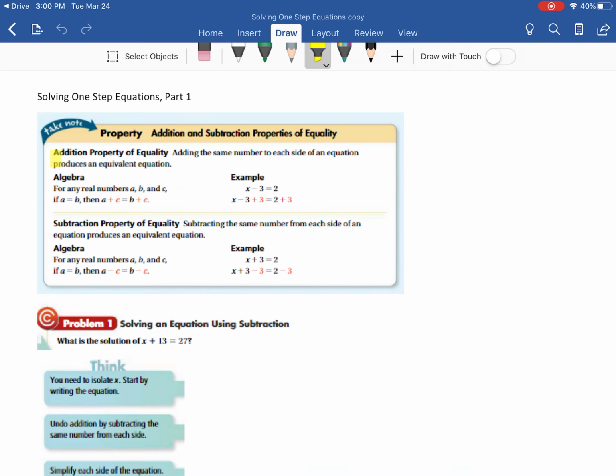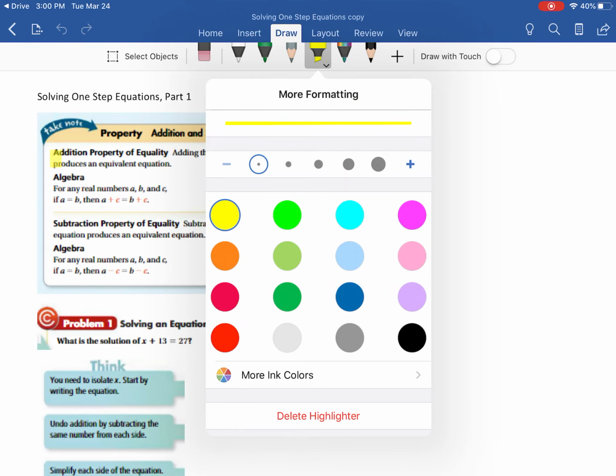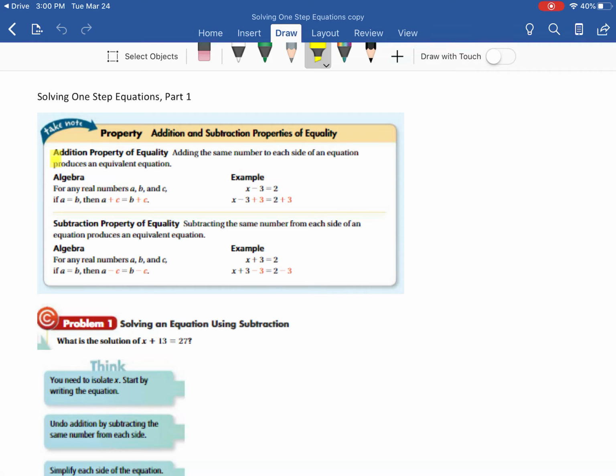The addition property of equality says that if I add the same number to each side of the equation, I get equivalent expressions. So if I look at this example, I have x minus 3 equals 2. Well, if I add 3 to both sides of the equation, then I'm going to produce an equivalent expression. So if I do it to one side of the equation, I have to also do it to the other.